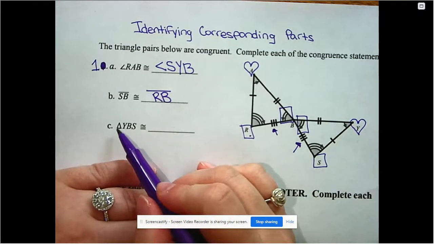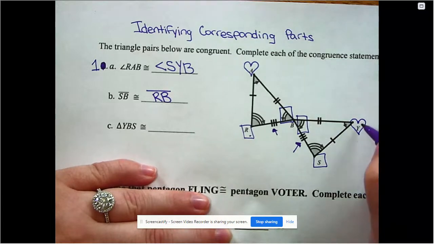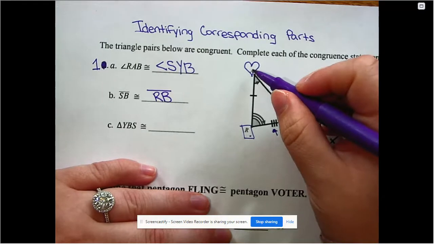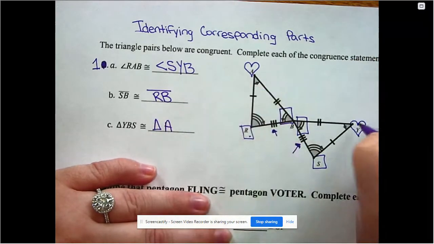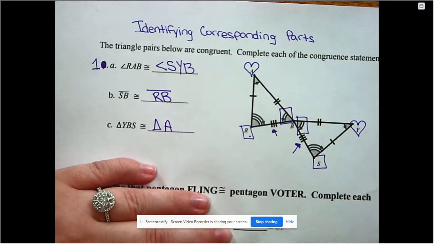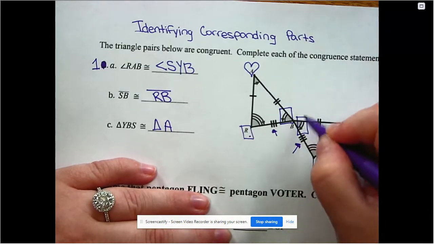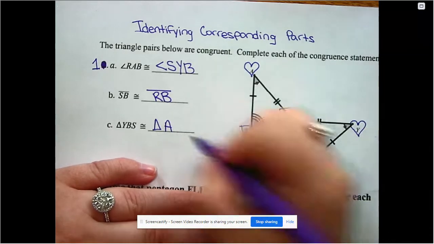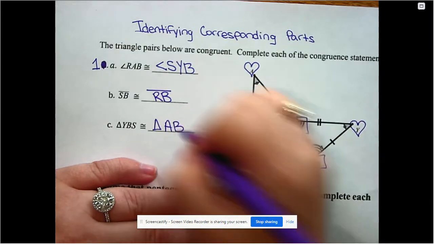Part C, parte C, triangle YBS, triángulo YBS. Y es el corazón y también la A. Y has the heart and so does A. So Y is congruent to A. B has the square, B tiene el cuadrado, and so does B in the other image. Y B tiene el cuadrado también en el otro imagen.